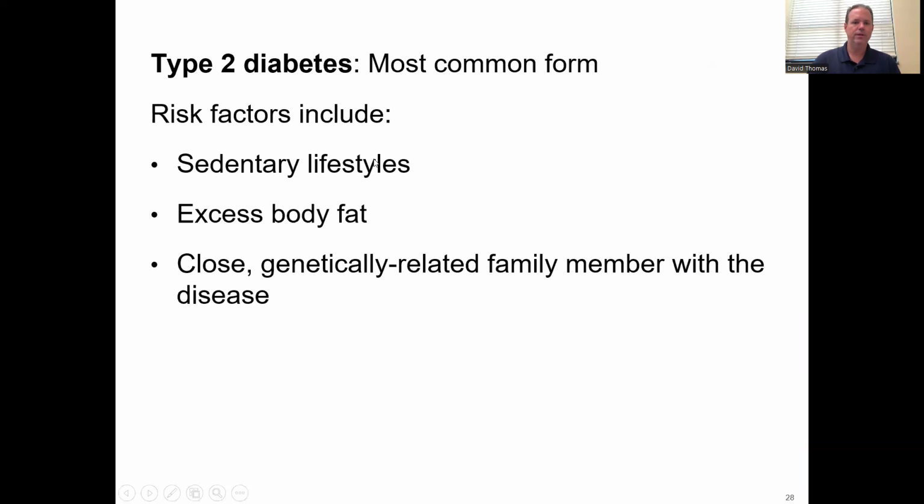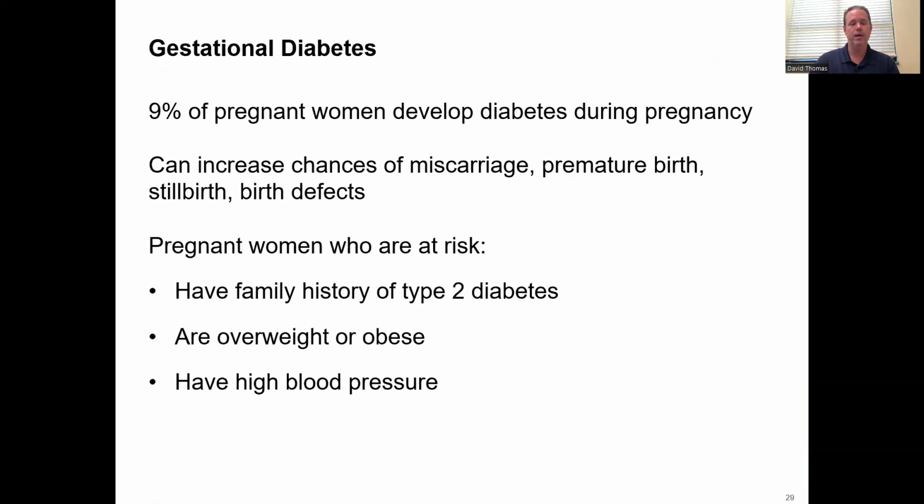A couple of risk factors there: sedentary lifestyles, excess body fat, and they've shown a genetic connection. So just be aware of that. There are other types of diabetes, gestational, which takes place in pregnant women, and studies have shown about 9 or 10% of pregnant women may develop this type of diabetes during pregnancy.